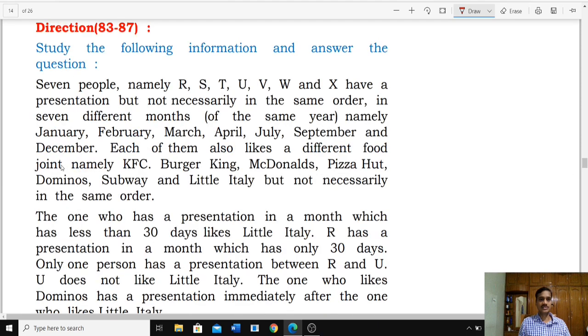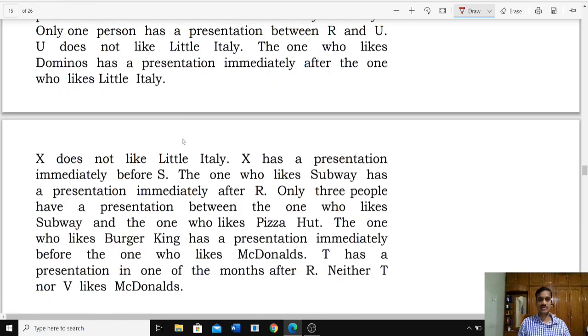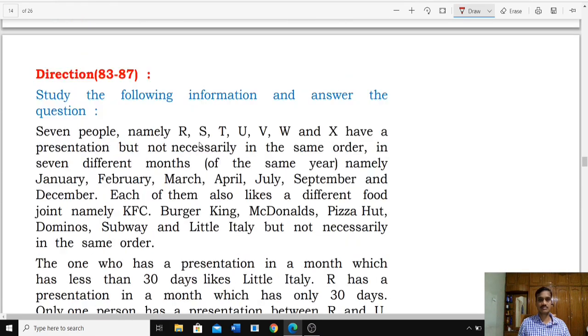Then questions 83 to 87. There are 7 people, R, S, T, U, V, W, and X, giving 7 presentations, but not necessarily in the same order, in 7 different months of the same year, namely Jan, Feb, March, April, July, September, and so on. The months were given. 7 persons, 7 months, and each one of them likes a different food joint. 7 different food joints were given, isn't it?